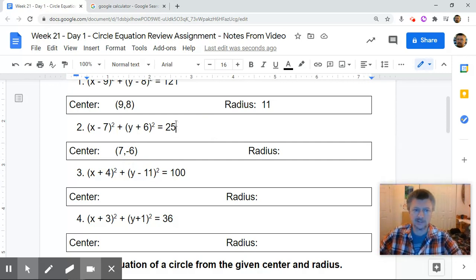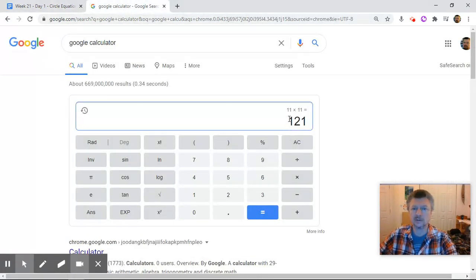The radius is, well, the radius squared is 25. Something times itself is 25. I just told you this a minute ago. If you don't know what it is, you can go here, clear this, put 25. Oops, got to put square root first. The square root of 25 is 5, right? Because 5 times 5 is 25.